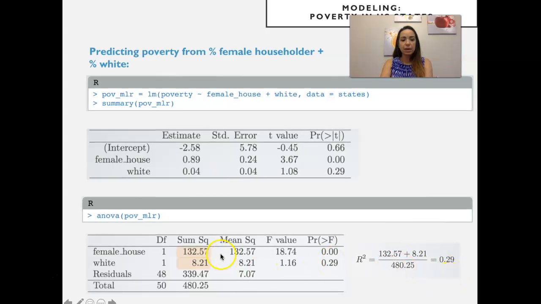And R squared can be calculated by the amount of variance that is explained, the sums of squares here, of the pieces that are explained by the model, over the total amount of variance to be explained, right? So the R squared of the full model is 0.29. Remember that with only percent females as heads of households, it already explained 0.28. So adding this other variable did not improve the explanatory power of the model.